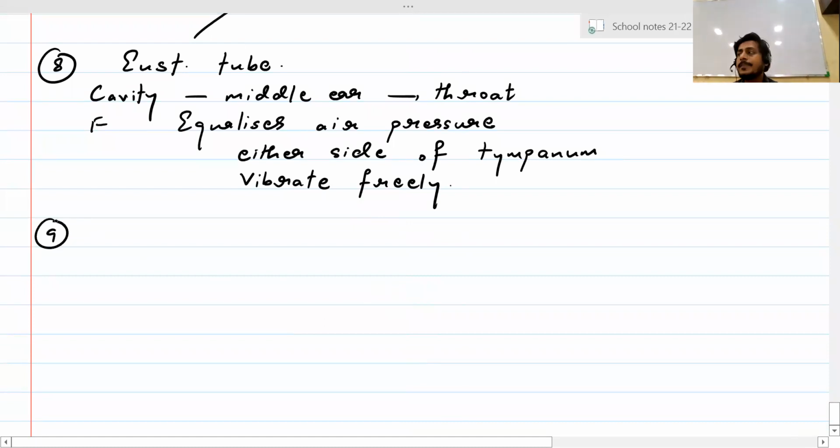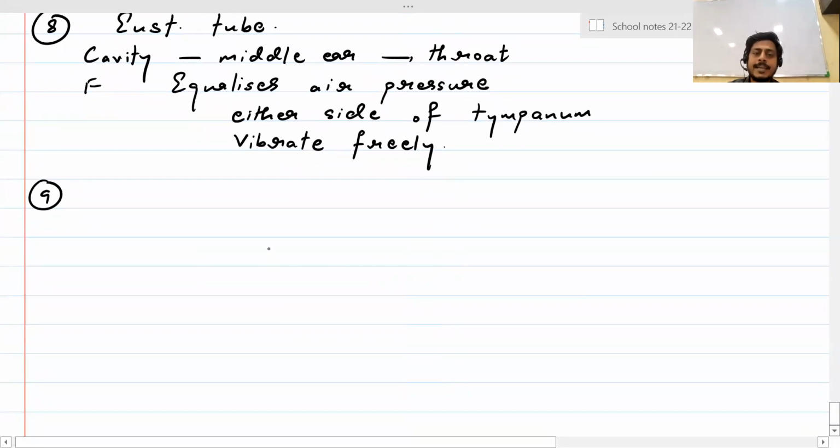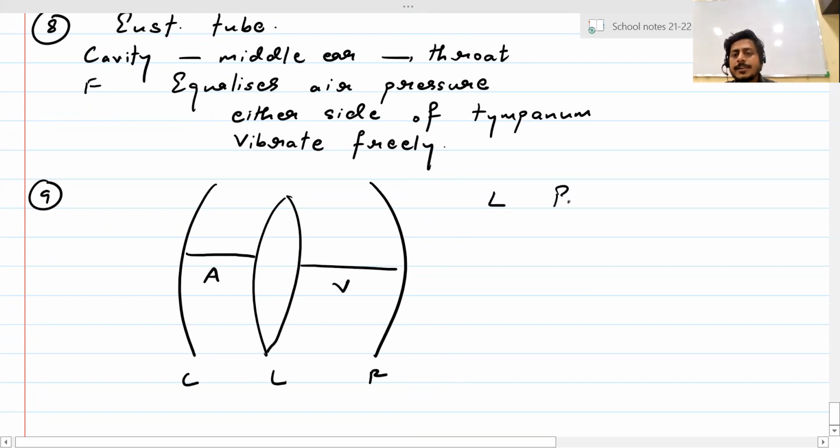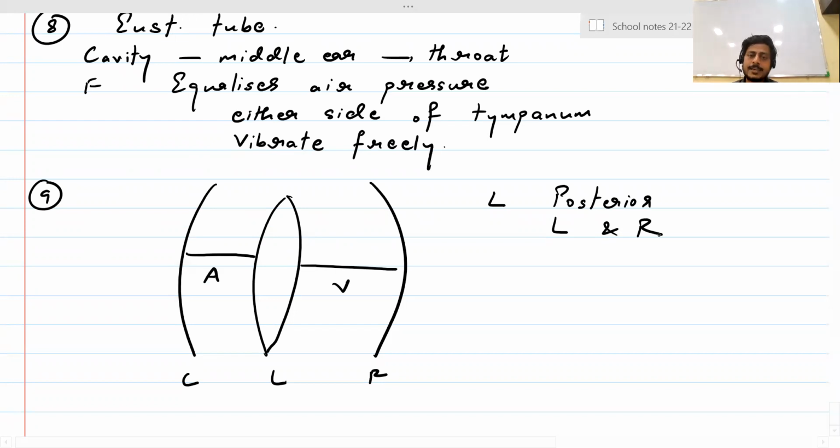Vitreous humor का location and function. So this is the lens. This over here is the cornea. This is cornea, this is lens, and this is retina. Between the lens and the cornea is aqueous humor, and between the lens and the retina is vitreous humor. So vitreous humor का L stands for location. It is in the posterior chamber of the eyeball, and it is in between the lens on one side and the retina on the other. So in the posterior chamber of the eyeball, between the lens and the retina is the location of the vitreous humor.